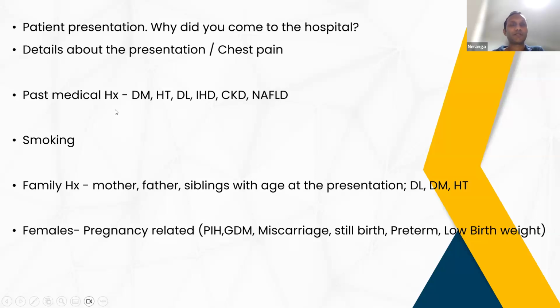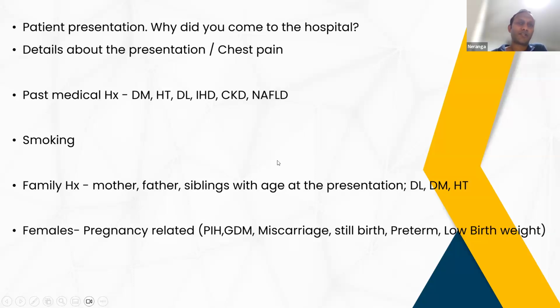As past medical history, you specifically ask about diabetes, hypertension, dyslipidemia, ischemic heart disease, CKD, and also non-alcoholic fatty liver disease, and smoking history. Family history, especially immediate family members like mother, father, and siblings, and the age of presentation. A male patient presenting at less than 55 and a female at less than 65 is significant for premature coronary disease, as is a family history of diabetes, hypertension, or dyslipidemia.